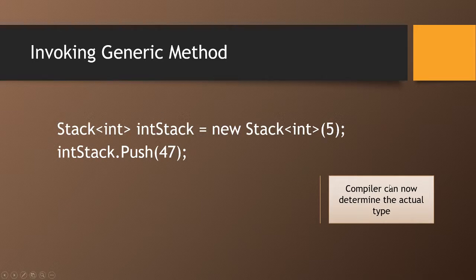This gives the compiler the ability to determine the actual data type. So we can look at these pieces of code, and in one place we can say this stack is defined to work with anything. And then when we use that stack, we can say, well, in this case, I want to use that stack with this data type, an integer.